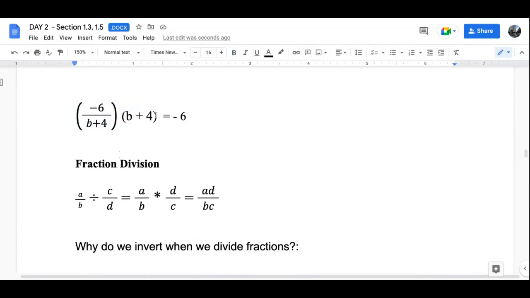So b plus 4 in the numerator, then we see 1 over b plus 4, right? Because b plus 4 in the denominator, that's 1 over b plus 4. So that means we just get a negative 6.